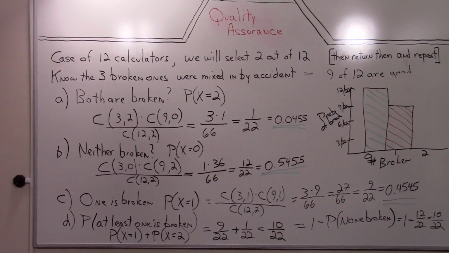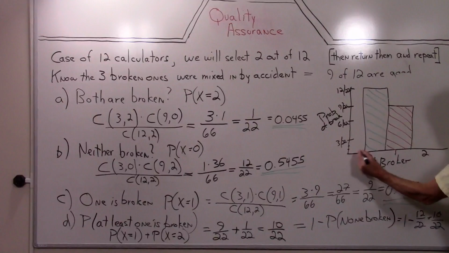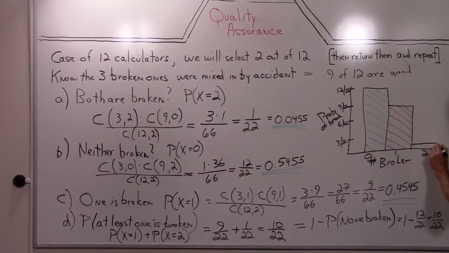And there we put in the 9 out of 22. And then our last one was 1 out of 22. There's 3, 2, 1. So it's down about here. 1 out of 22. We'll put it in there. And that's our probability histogram for that problem. Quality assurance. We're selecting 2 out of any 12 and trying to figure the probability that that number is broken.